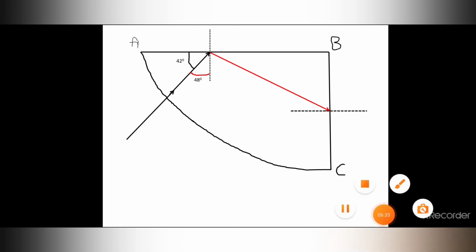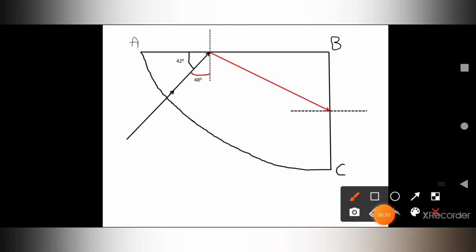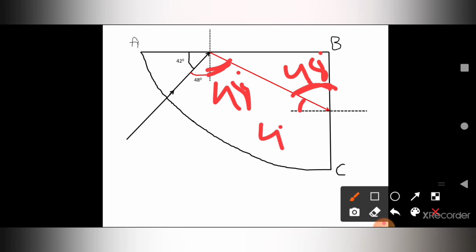Okay, now let's see what are the angles. Since this is 48, this is also 48, and this angle is also 48. For this you have to know geometry. Okay, geometry is very important for this particular section. You have to have an idea. So this is 48°, which means this is also 48°. Okay, and this angle will be 42°, because if we add these two, it will become 90°. So this is 42° out here.